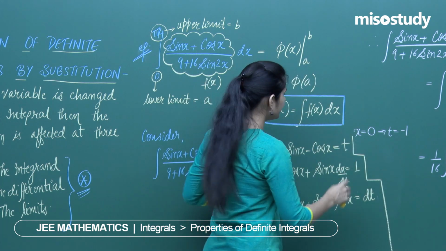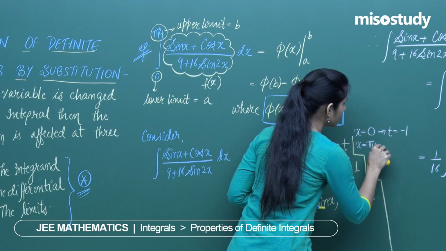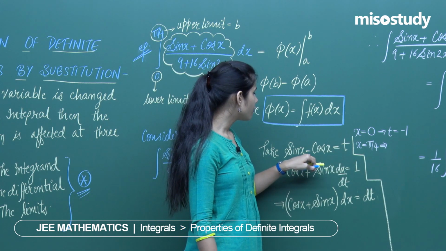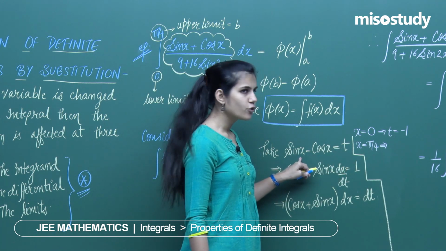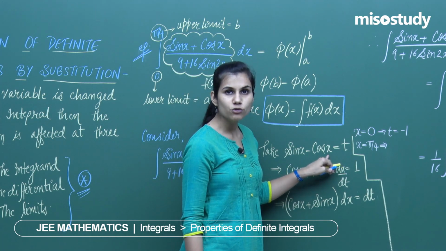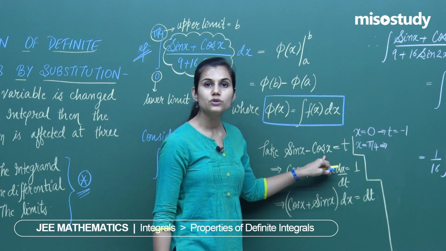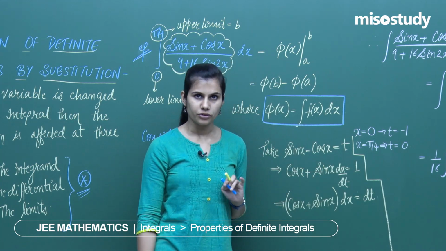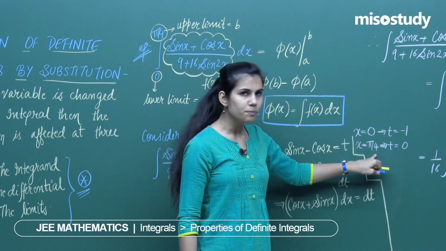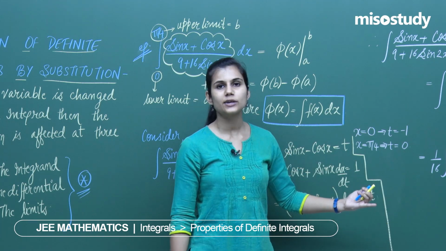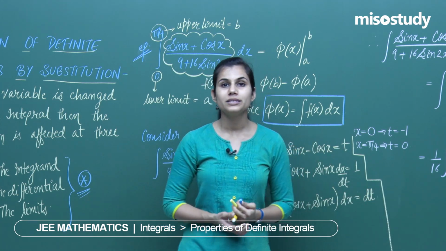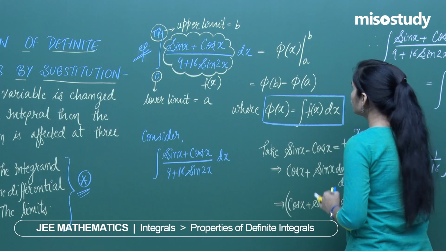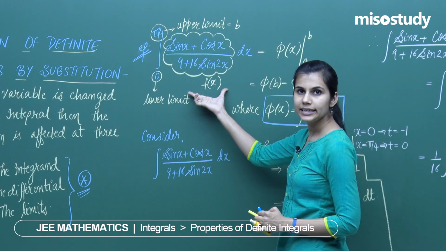And when x is the upper limit pi by 4, t is sine pi by 4 minus cos pi by 4. Sine pi by 4 is 1 by root 2, cos pi by 4 is 1 by root 2. 1 by root 2 minus 1 by root 2 gives you 0 as the value of t corresponding to the upper limit of x, that is pi by 4. So if x is ranging from 0 to pi by 4, after substitution when everything gets converted in terms of t, t is going to vary from 0 to minus 1. Understood? If t is going to vary from 0 to minus 1, my aim was to compute this integral.